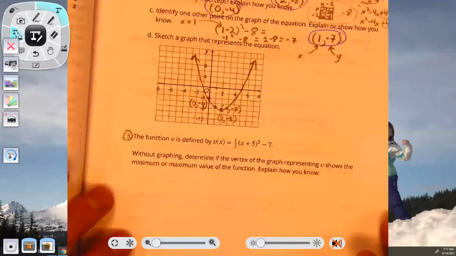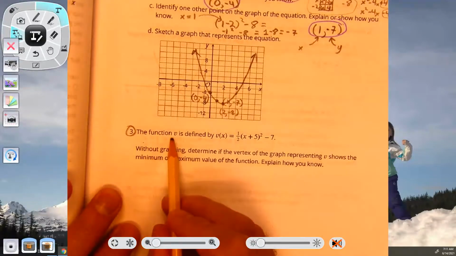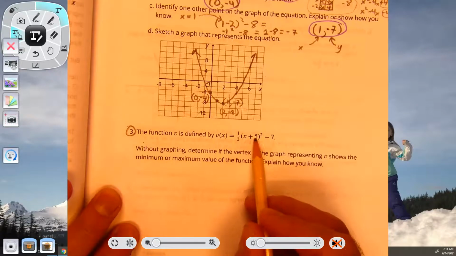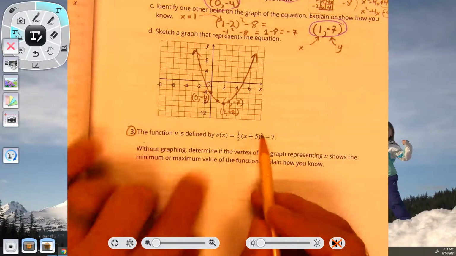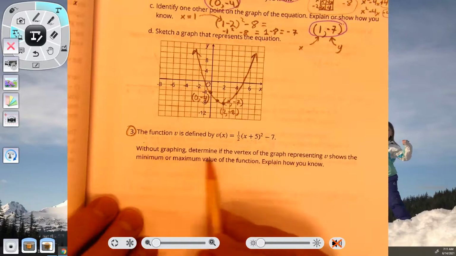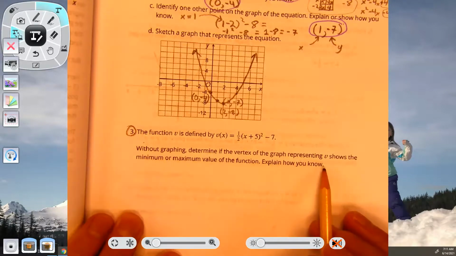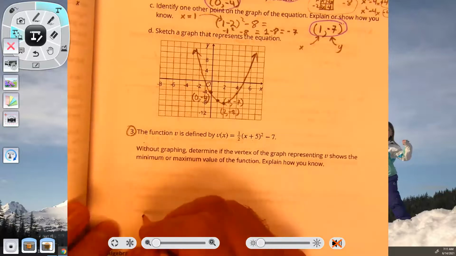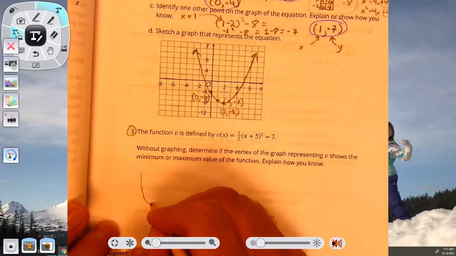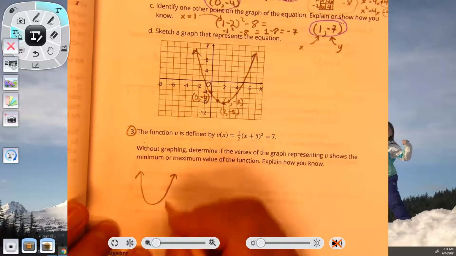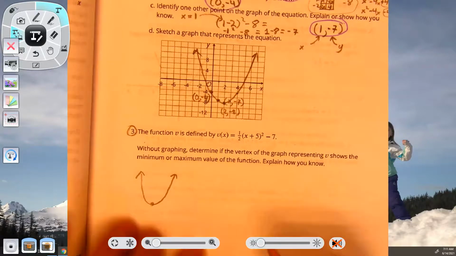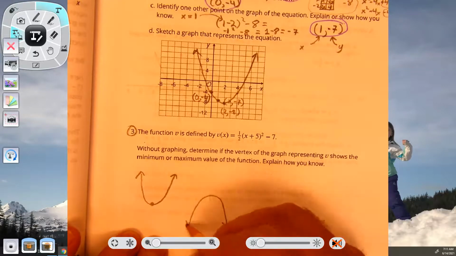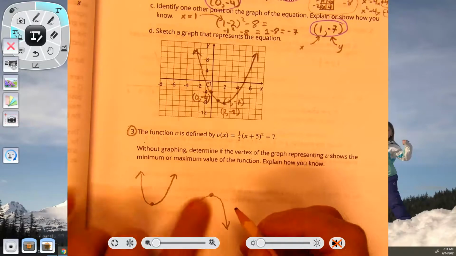Let's go ahead and move on to number 3. The function v is defined by v of x equals 1/2 times x plus 5, all that quantity squared, minus 7. So graphing to determine if the vertex of the graph representing v shows the minimum or maximum value of the function. Okay, so remember, a minimum value would be if the parabola looked like this and it was opening upwards, right? That would be like the minimum value would be the vertex. A maximum would be like going the other way, where the parabola would be opening downwards, right? And the vertex would be the maximum.